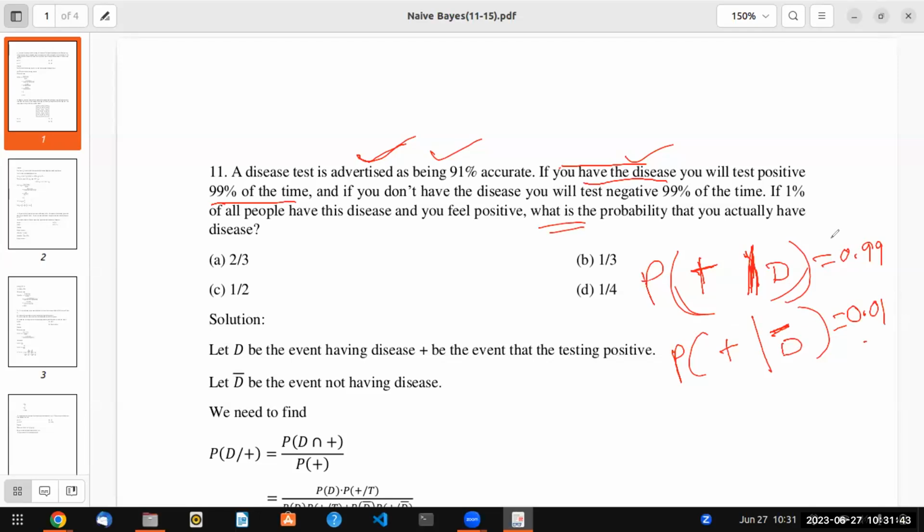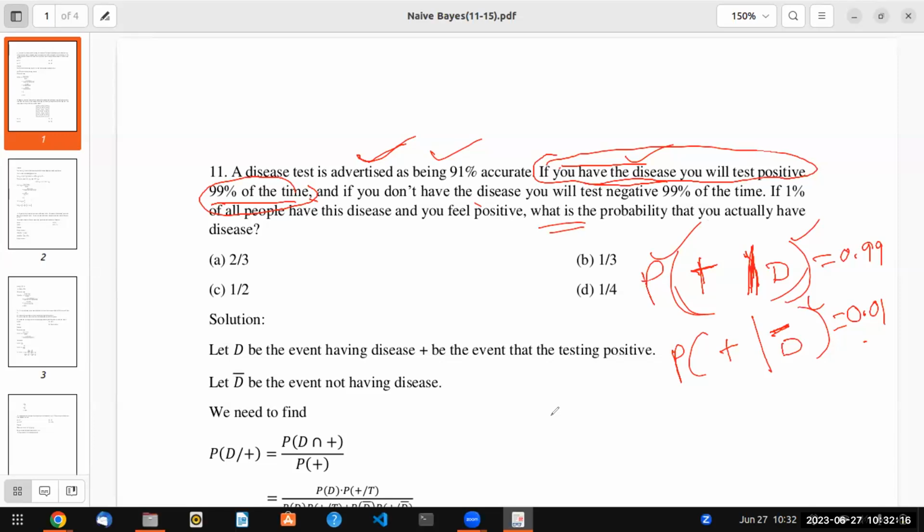So these two details we extracted from which point? This one sentence. This is what you need to do. You have to read the sentence and draw these things out. Probability of being positive when you know you have the disease, 99%. Probability of testing positive when you don't have the disease, there is also a possibility, 1% of the time.